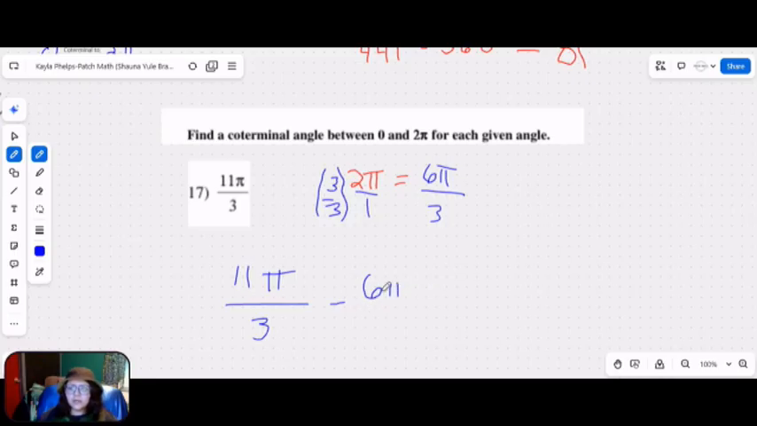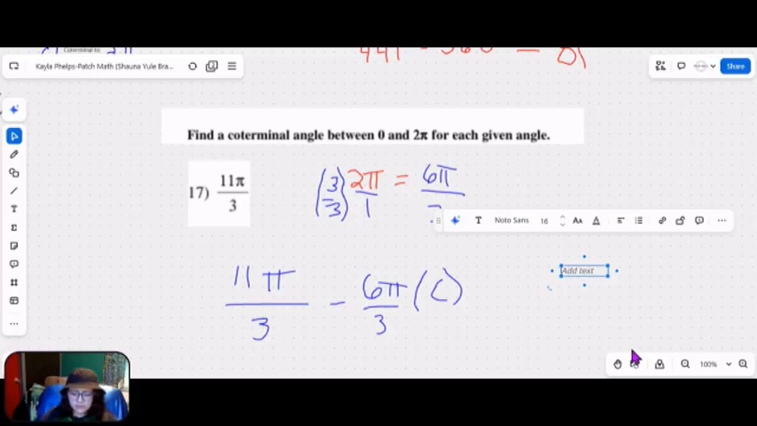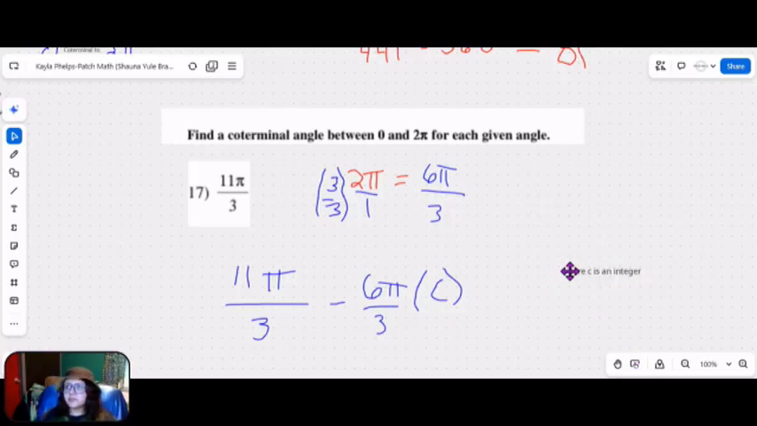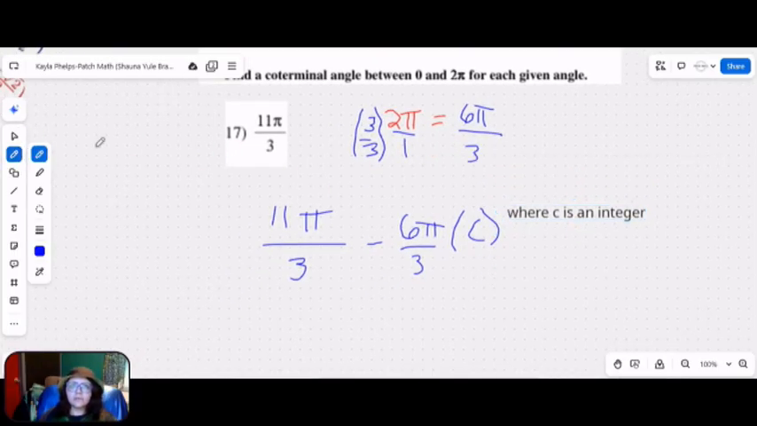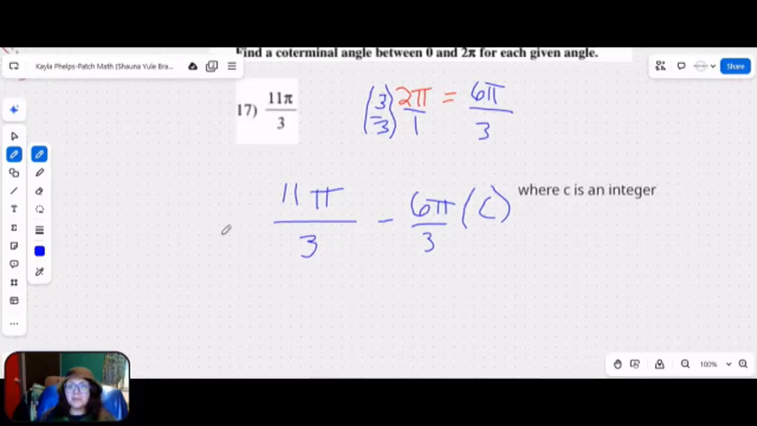And remember, we're going to write every single coterminal angle as we multiply this by c, where c is an integer. Anytime you bring in a variable, you want to define it, where c is an integer. We cannot have decimals or fractions here for c. It does not work that way. We cannot have a partial rotation. In this case, we have a full one. C is going to be 1 on this problem, and that's all right.